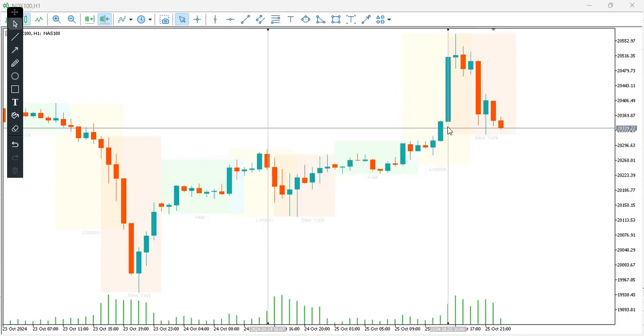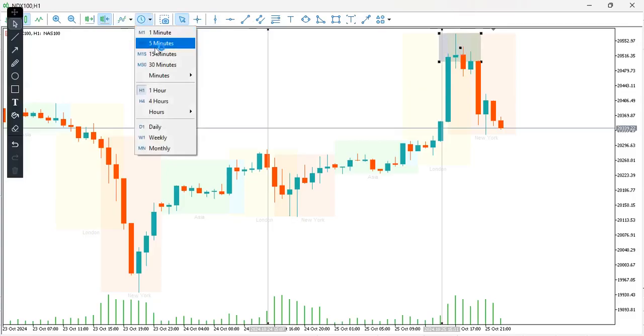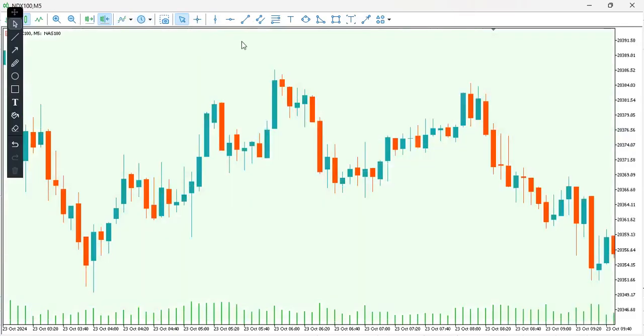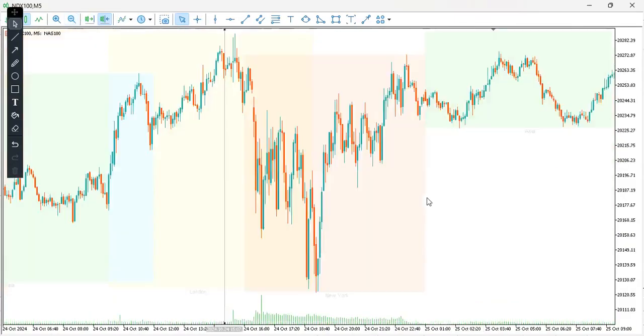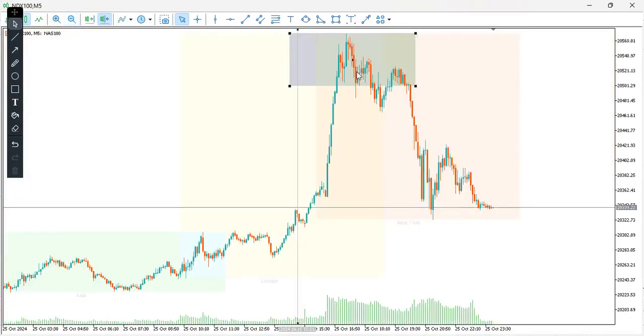So this is it. What is the time? It happened at 4 o'clock, and the turtle soup is at 5 o'clock. So it's a wonderful trade. If you want to see, we can go to the lower time frame. Let's mark that spot, and then let's go to the 5 minutes. Zoom out. We can see it there.